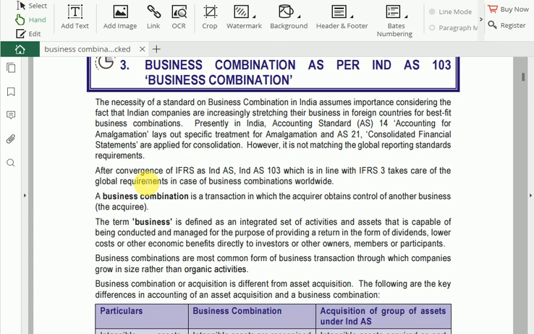Indian government has introduced Ind AS, that is Indian Accounting Standards. They are in line with International Financial Reporting Standards. So after convergence of IFRS and Ind AS, Ind AS 103, which is in line with IFRS 3, takes care of the global requirements in case of business combination worldwide. A business combination is a transaction in which the acquirer obtains the control of another business. That means here there is no 50% stake criteria. Here the criteria is the control of another business. The acquirer is the purchasing company and the acquiree is the vendor company. If the acquirer company is getting the control of another business, that is called business combination. Here we should get the control of the another business.